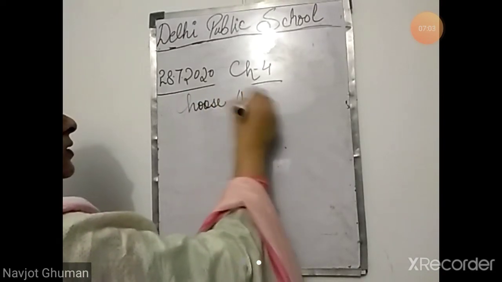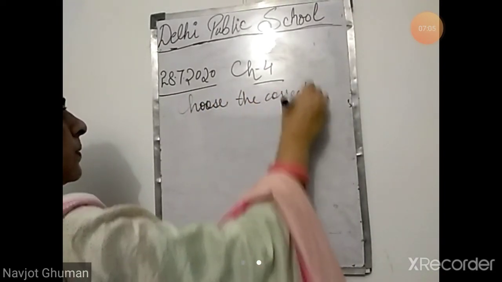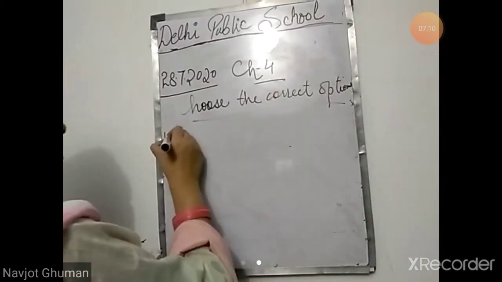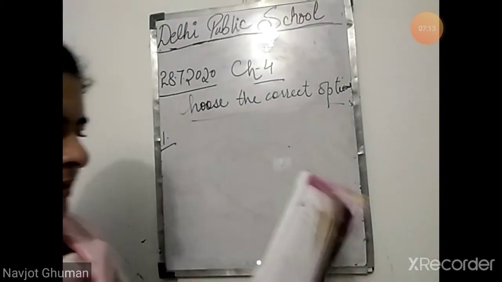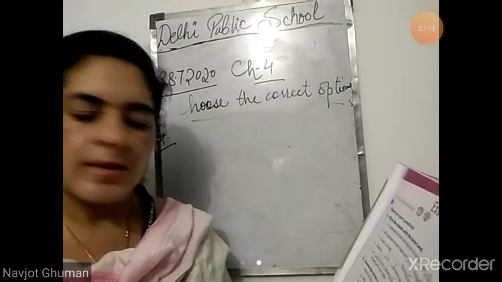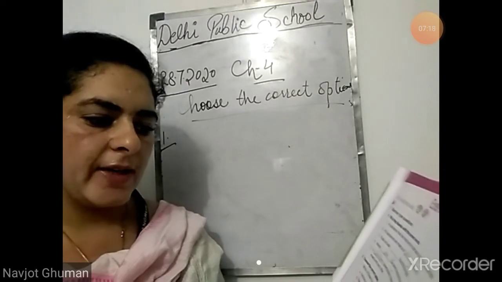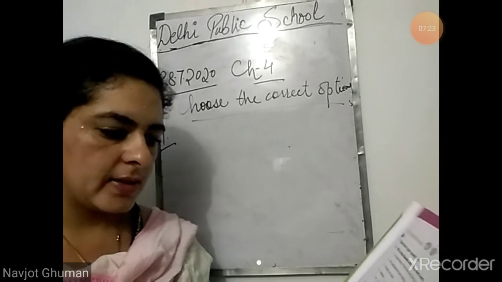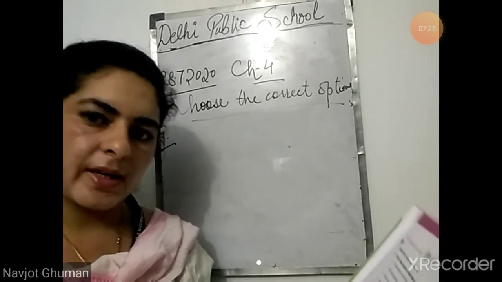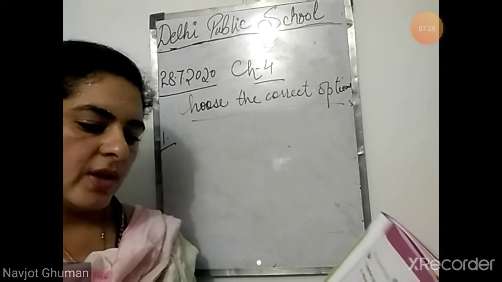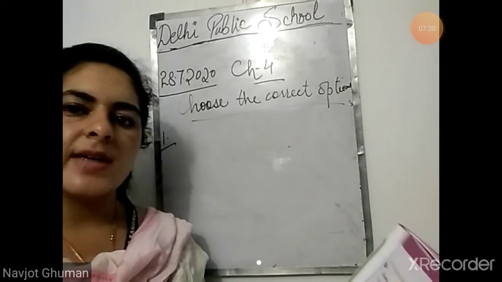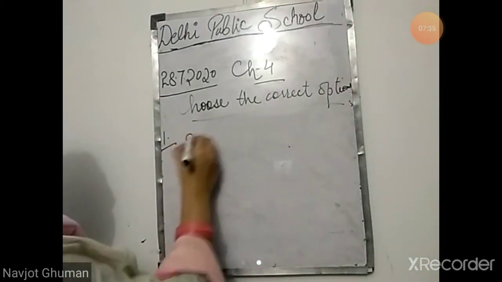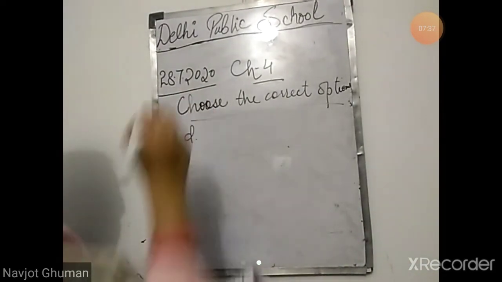Choose the correct options. First is, which of these is true about solids? First, particles are packed very close to each other. That is also correct. They are usually hard. Correct. They have a fixed shape. Correct. All of these. So all these 3 properties solids have. So answer is D. D option is there. All of these.